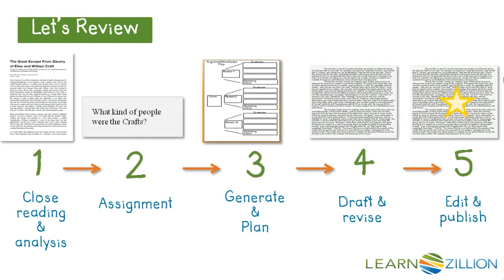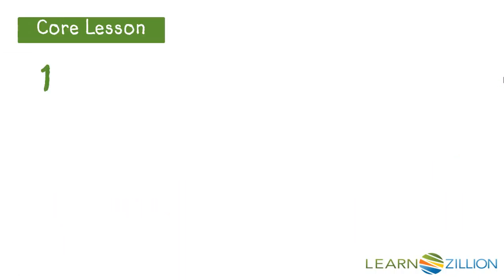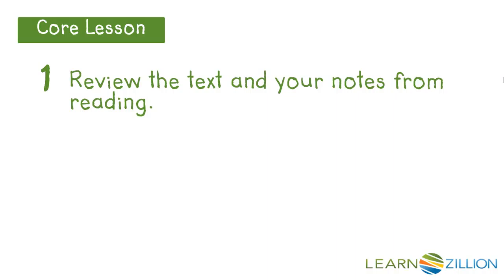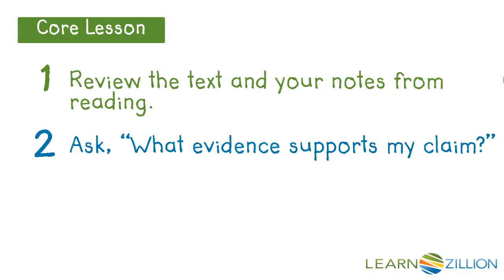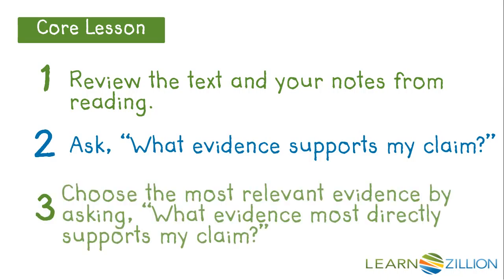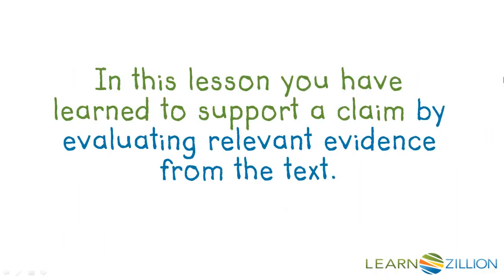So where are we in the writing process? We're working on our essay map, so we're still in the generating and planning stage. But once the essay map's complete, we'll move on to start drafting our essay. Here are the steps we followed. First, we review the text and your notes from the reading. Next, ask what evidence supports my claim. And third, choose the most relevant evidence by asking what evidence most directly supports my claim. In this lesson, you have learned to support a claim by evaluating relevant evidence from the text.